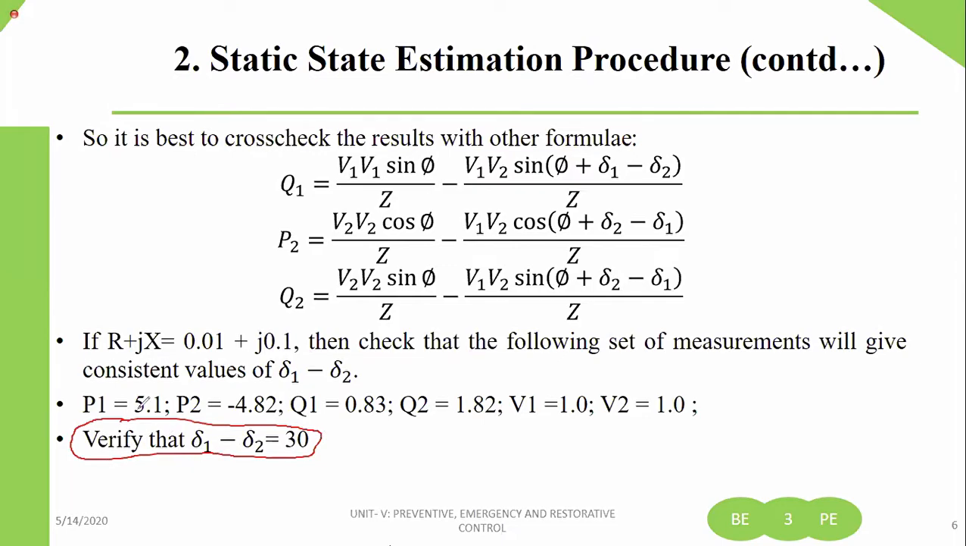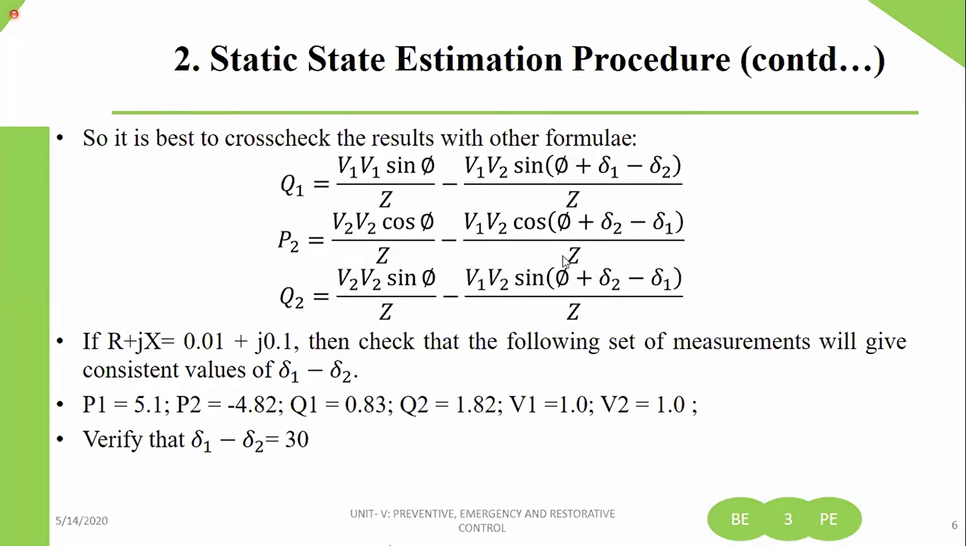You substitute all values of P1, P2 in the respective formula, and then you see whether by using the P1 formula you are getting 30 or not, then using Q1, whether you are getting 30 or not, P2, whether you are getting 30 or not, and the Q2 formula, whether you are getting 30 or not. If it comes out to be 30 from all, then we can say that it is correctly estimated.